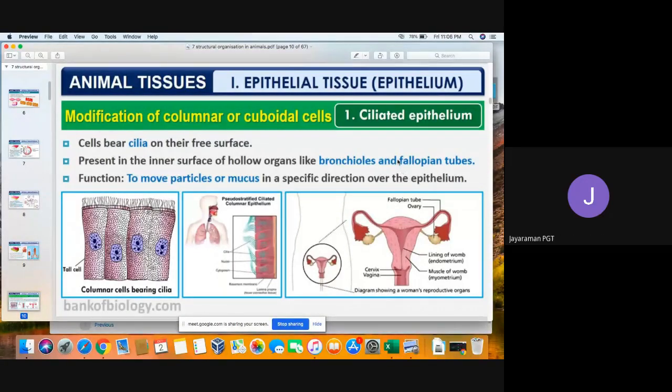Which gamete? Egg, very good. The egg is non-motile. The egg cannot move; it doesn't have a locomotive organ. The sperm, no problem, has a tail, whereas the egg has no tail. So the egg has to move with the action of the cilia. The cilia drive it inward. There will be body fluids inside, and they create a water current by the beating of the cilia.